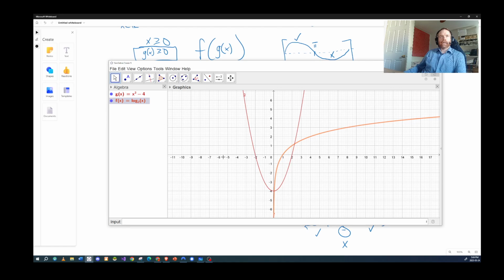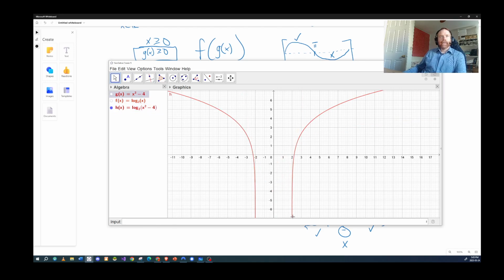You can see that the log doesn't exist over here, and the quadratic doesn't exist down here, right? But if we put them together, f of g of x, we get something kind of bizarre. It exists after 2, and it exists before negative 2, but it doesn't exist in the middle. There is no way to explain this, or intuit this, or memorize this.